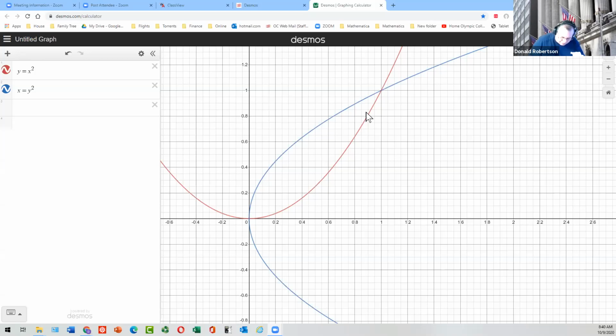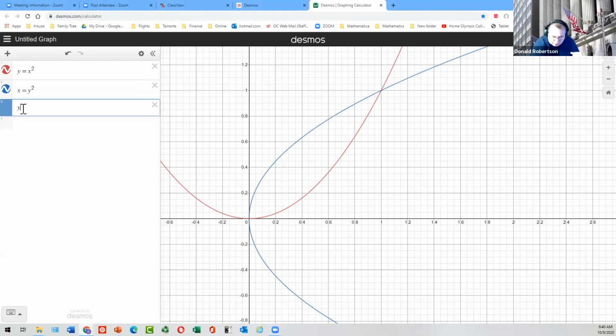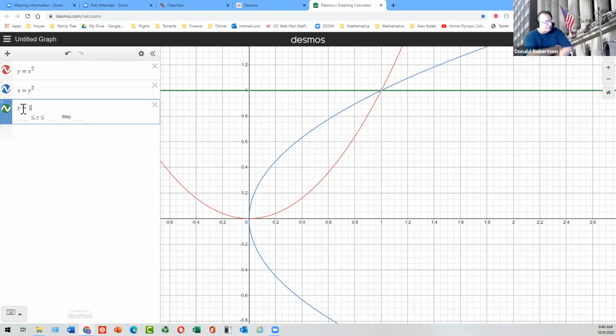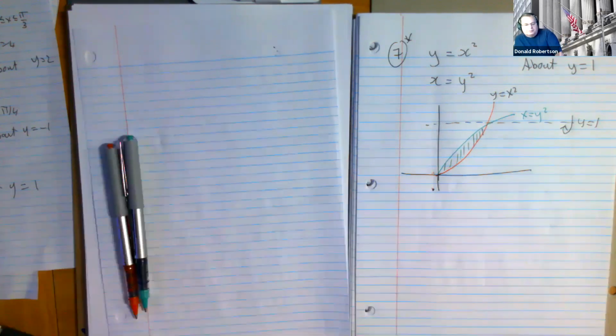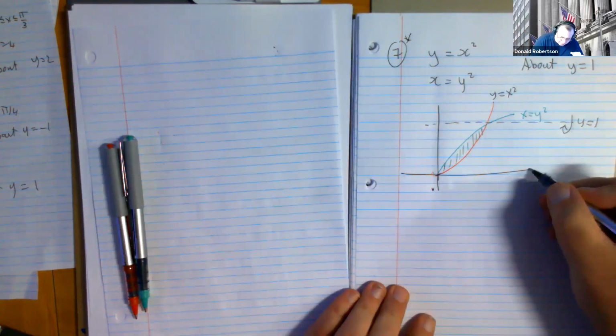And we're being asked to rotate this about the line y equals 1. If I put the line y equals 1 in, you should be able to see it. There it is. You see that green line? That green line is the axis of rotation. So now I'm going to return to the whiteboard. And we'll see how this works. Right, that's basically the same picture you saw a few moments ago.